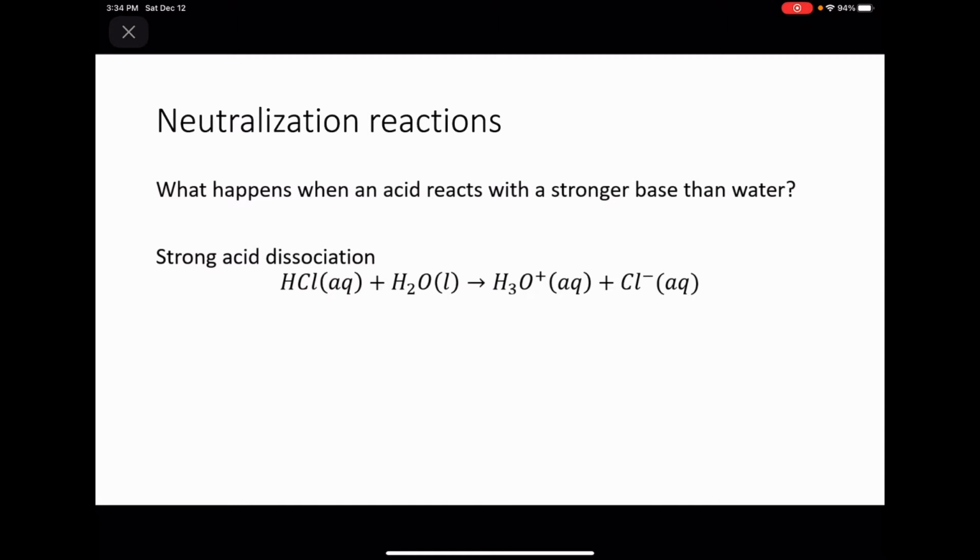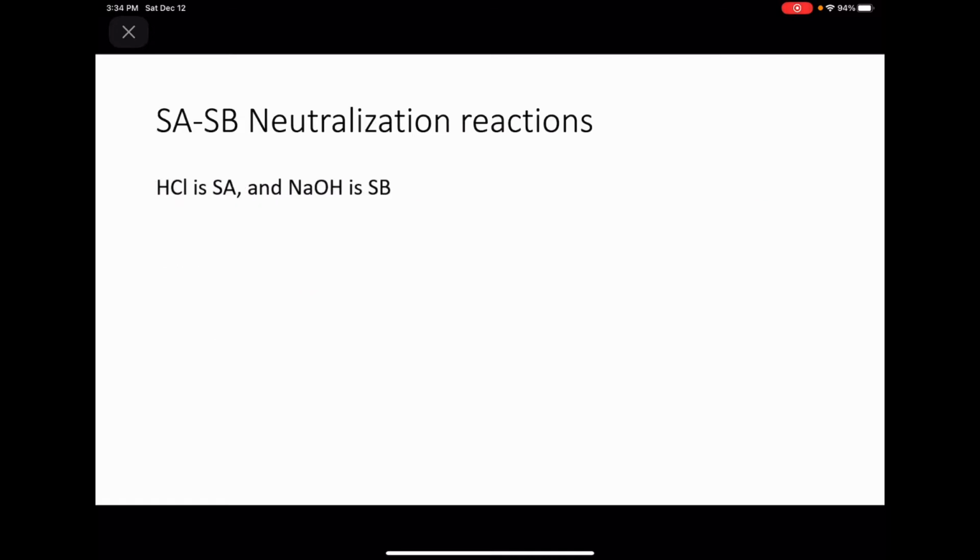Here I'm writing out the strong acid dissociation the way we've been doing it, where we have HCl and H2O gives us H3O+, and then our spectator is Cl-. So we really don't even need to write the Cl in this case. If we had 0.5 molar HCl, the pH would be 0.301. So what if we add sodium hydroxide to the HCl instead of water?